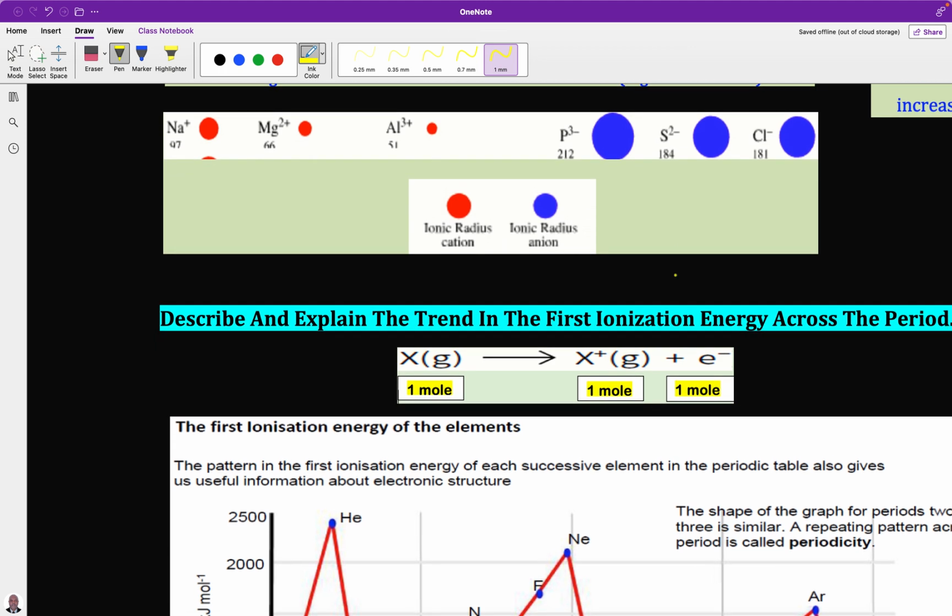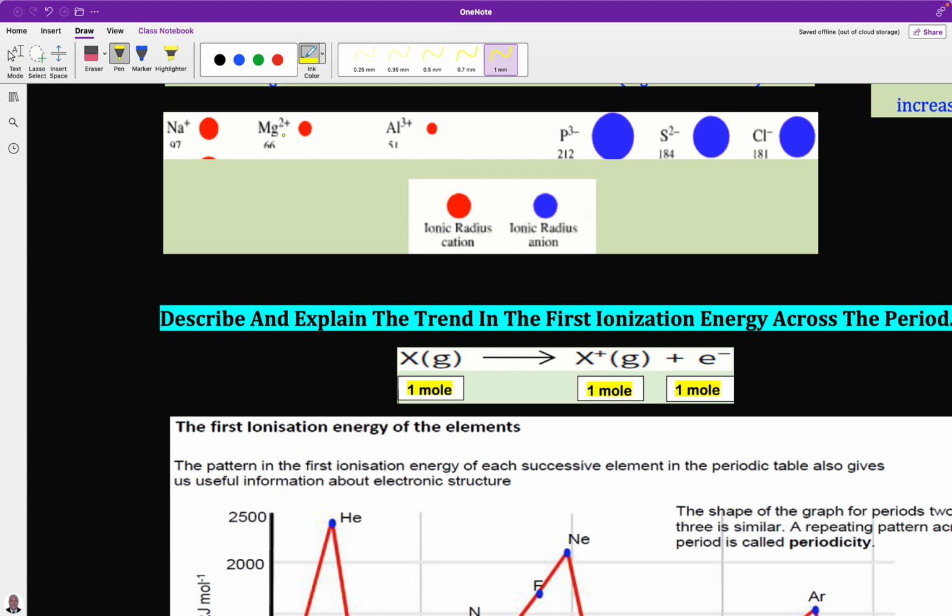You will see that here from sodium ion to magnesium to aluminum, there is a general decrease in the cation size. The ionic size of the cations are decreasing. Then for the anions, you see that they are decreasing, but it is not really significant, from 212, 184, and to 181. The decrease is not really significant compared to the one in cations.